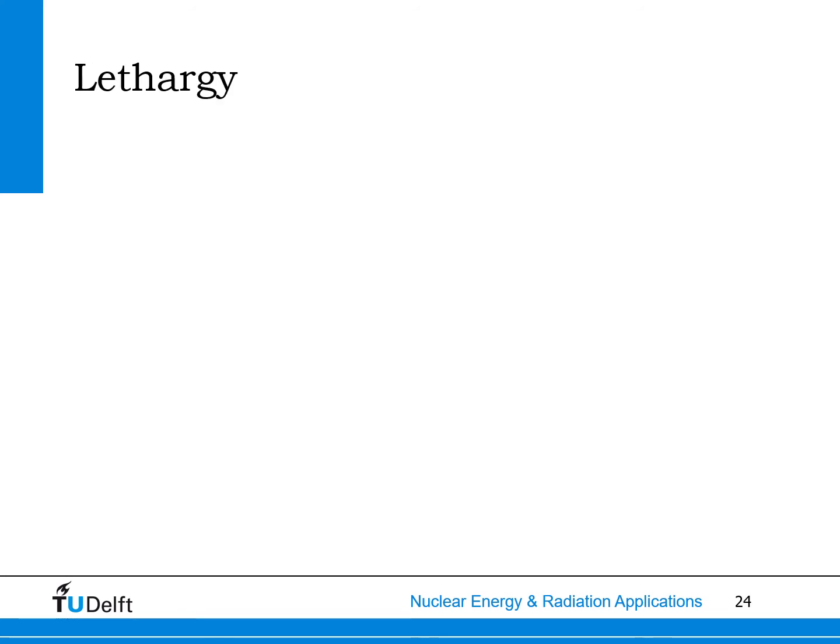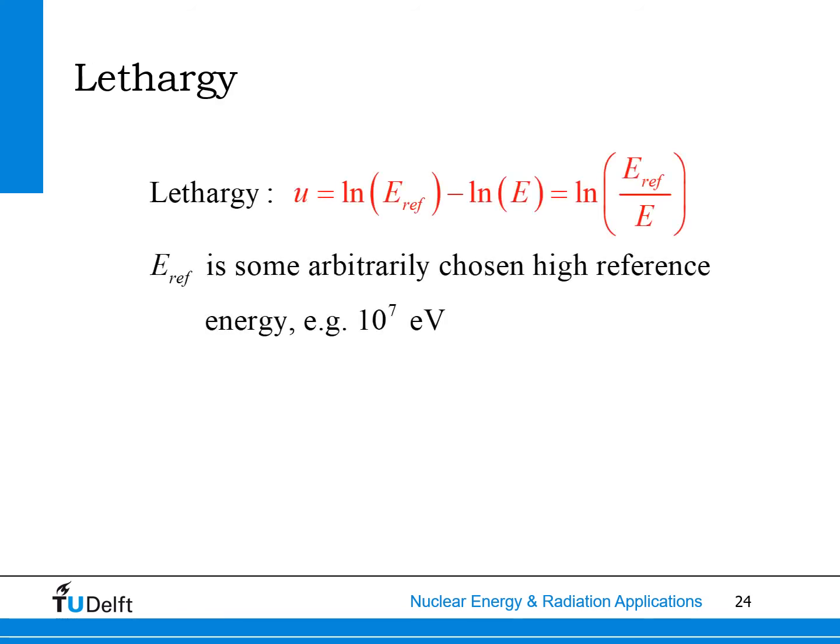The concept of psi is closely connected to a parameter alternative to energy, called lethargy. The lethargy of a neutron is the difference between the logarithm of a reference energy and the logarithm of the energy of the neutron itself. For the reference energy, an arbitrary high value is chosen, usually 10 to the 7 electron volt. Note that a neutron that loses energy actually gains lethargy.